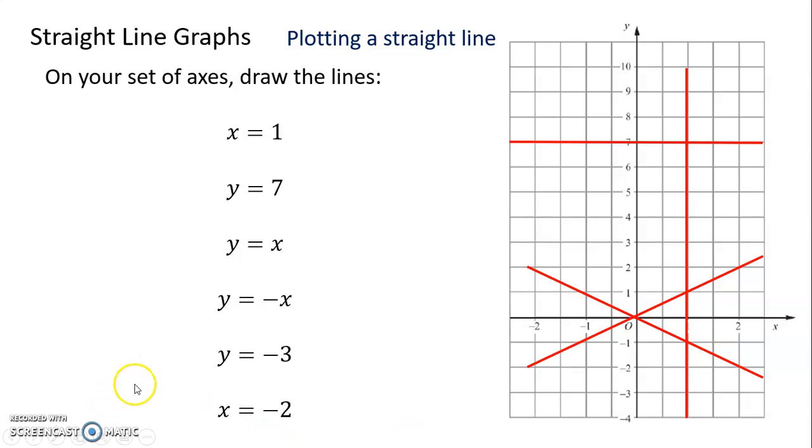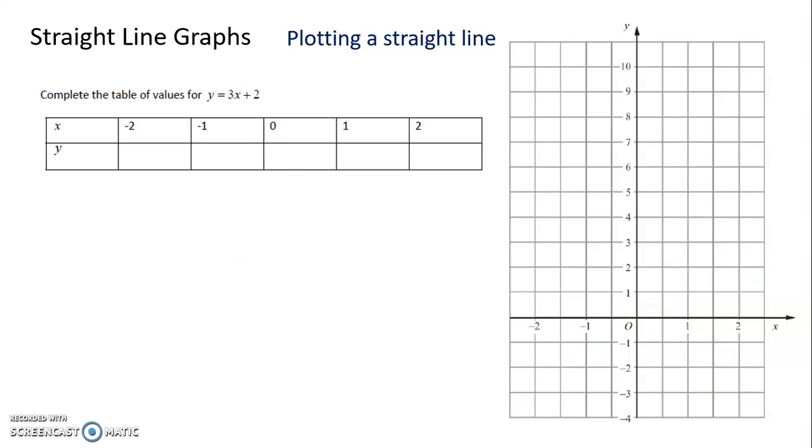And then just to finish off, y equals negative 3. I haven't got a negative 3 on my axis here, but it's going to be, sorry, yes I do, it's down here. It's going to be horizontal going through that point. And then x equals negative 2 is going to be vertical and going through minus 2 on the x-axis like this.